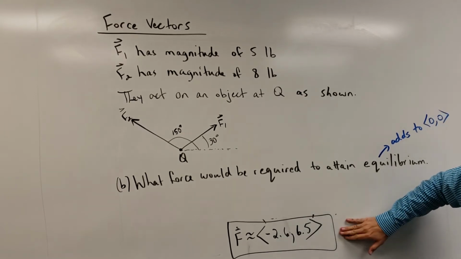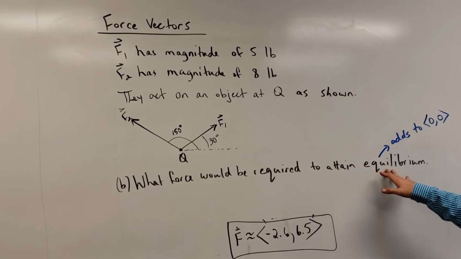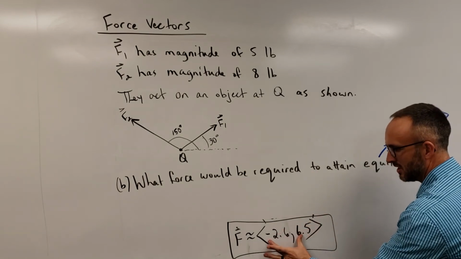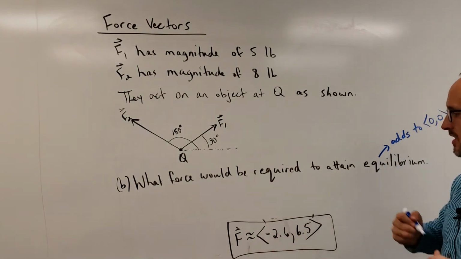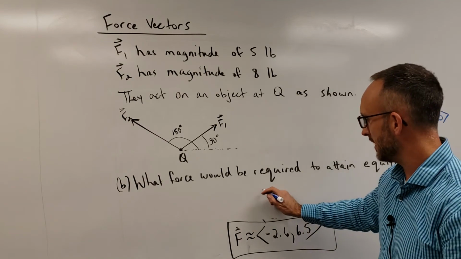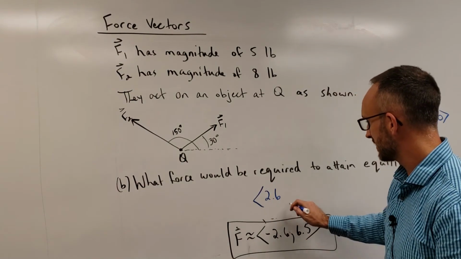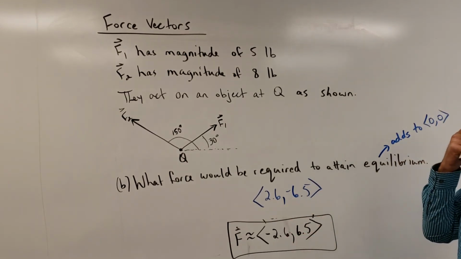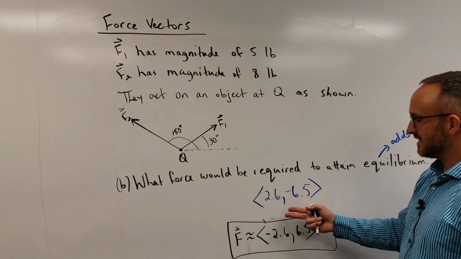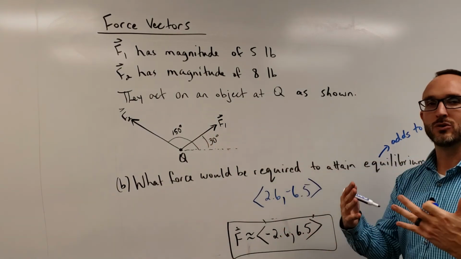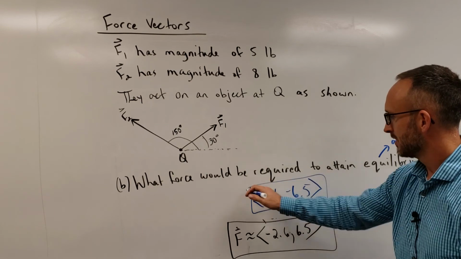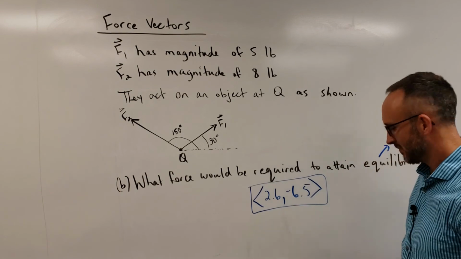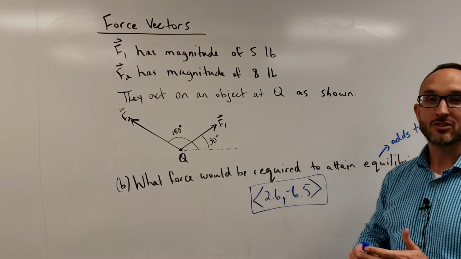So if I want to know an additional force required to attain equilibrium, that means I would have to have another force that cancels the result of those two forces. So it's very easy to see that the answer would be positive 2.6, negative 6.5. If I add those together, I get 0. And so this force, in addition to those two forces, would result in equilibrium. And that's all there is to determine what you would need to attain equilibrium. And that's all about force vectors.